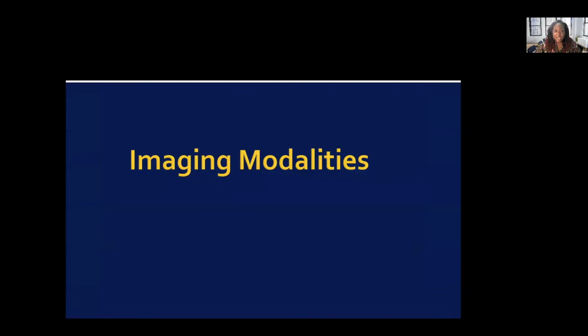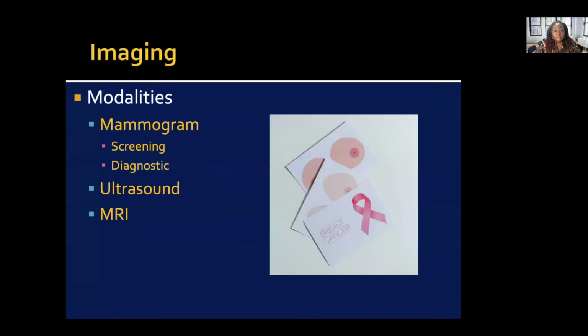So, now let's talk about some imaging modalities. Typically we use mammogram, ultrasound, and MRI. Mammograms come in screening or diagnostic. The screening mammogram is our routine mammogram that patients over age 40 start to get, and that's for your patient who is just of average risk. You don't suspect a mass, they don't have any particular breast complaints, and you have no reason to believe there would be anything there other than the fact that they're a woman of average risk.